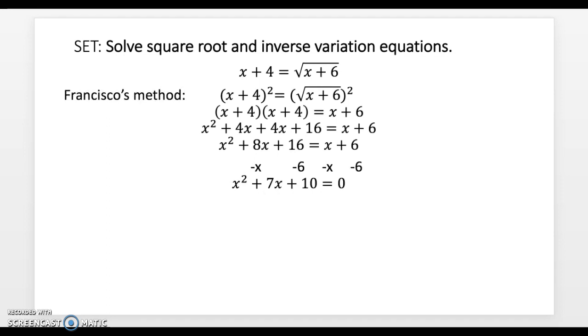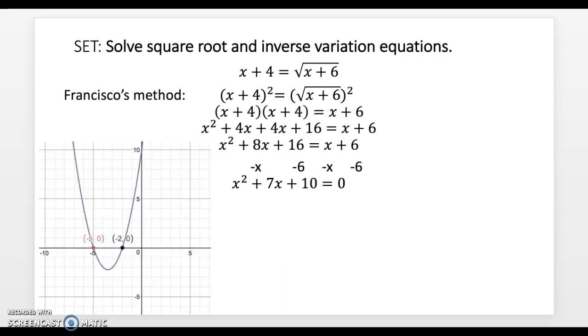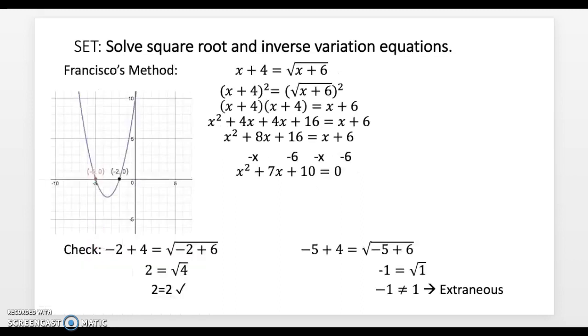Francisco's method does all the same things Kevin's method does, but when it gets the equation equal to 0, he simply graphs it and finds where the graph hits 0, which is at (-5, 0) and (-2, 0), just like in Kevin's method. Then he checks it and finds exactly what Kevin found, that -2 is a solution and -5 is an extraneous solution. So the answer is x equals -2.